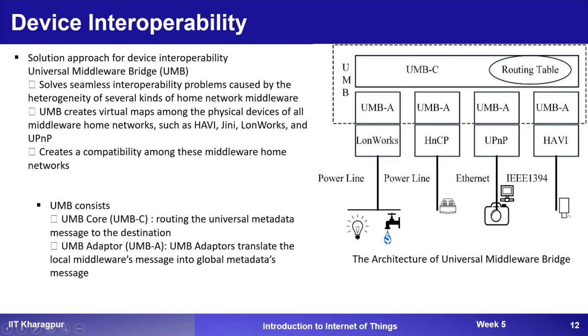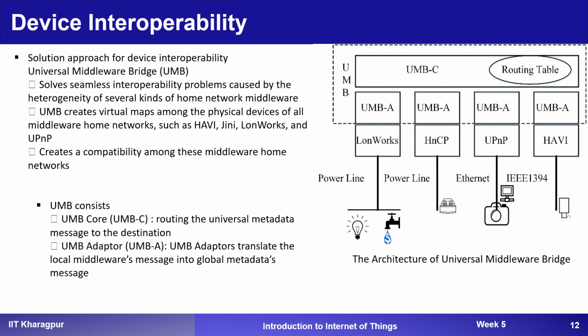Here you can see these devices, that is the power line, this automatic light, Ethernet, IEEE 1394, this camera, all these physical devices want to communicate with each other. See here, this electric light and this tap are connected with the power line. Then the camera is connected with Ethernet, and this device is connected with IEEE 1394. So all these devices are following different standards.